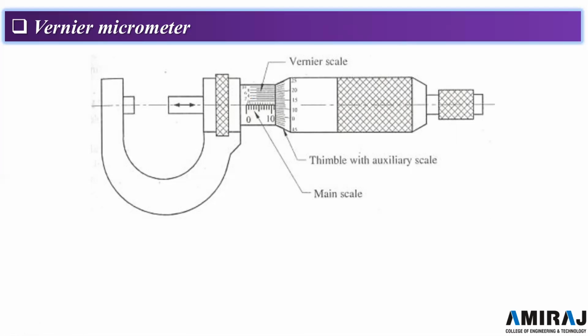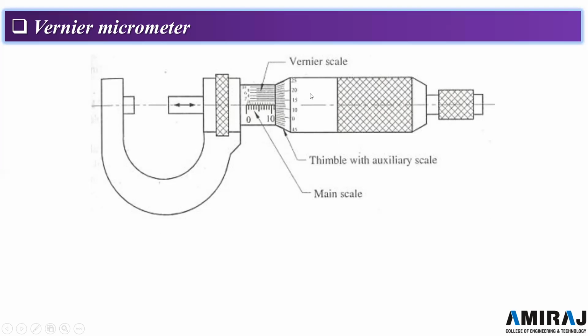Okay, so this type of micrometer can read up to 0.001 mm. So earlier it was able to read up to 0.01. Now the vernier micrometer has three scales. First one is the main, second one is auxiliary, and third one is the vernier scale.